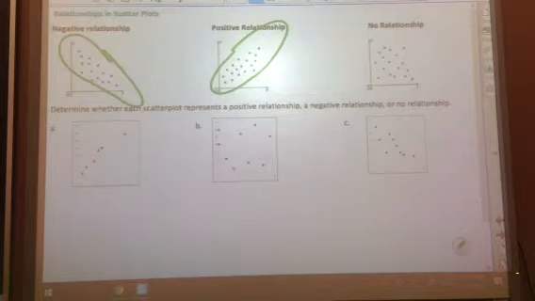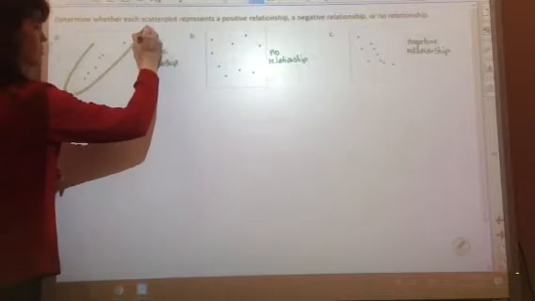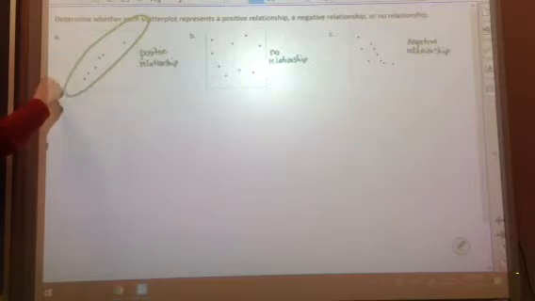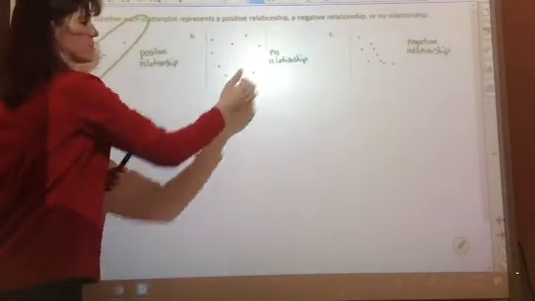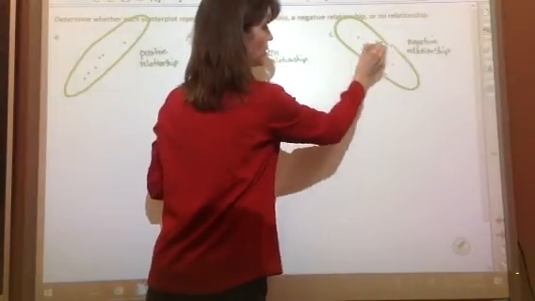Take a moment right now, look at letters A, B, and C, and determine if it is a positive relationship, a negative relationship, or no relationship. You should have recognized that the trend goes uphill, so that would be a positive relationship. I would recommend drawing the band around each. I couldn't draw a band on this. This would have no relationship, and this one, you could actually do that negative relationship.